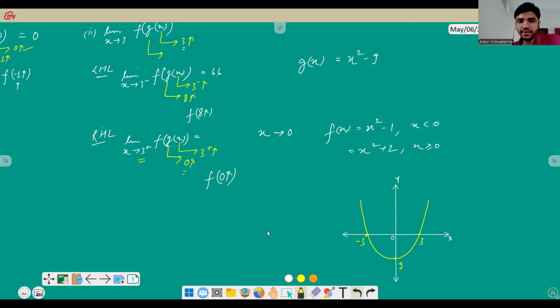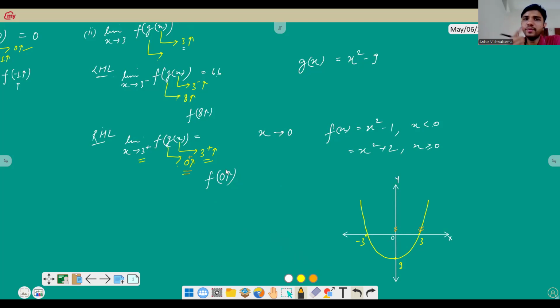So now let us check. When x is approaching towards 3 from the positive side, from the right-hand side, then g(x) is approaching towards 0 from which side? When x is approaching towards 3 from the right-hand side, then g(x) will approach towards 0 from the positive side, or from the 0 plus side.